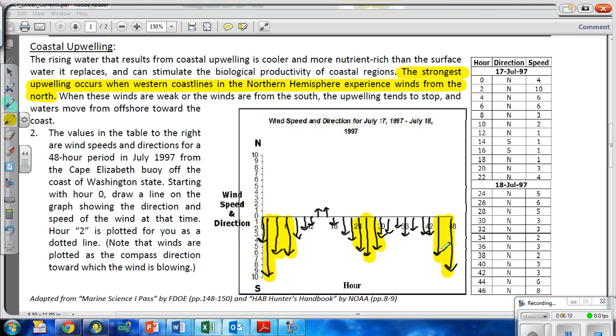What do you predict about the productivity along the coast at this time? Well, so the water will be cold because it's coming from the bottom. Again, at these times, that's when we see upwelling occurring. Those upwelling currents will bring nutrients from the bottom, and that stimulates productivity. So we expect productivity to be high during these times because of the presence of nutrients.